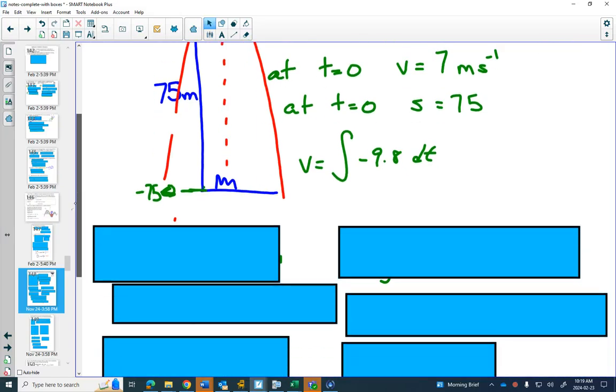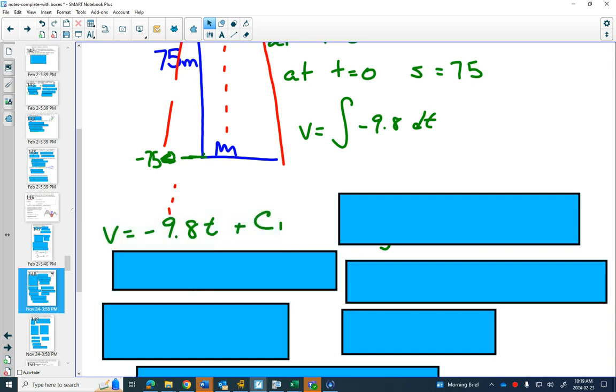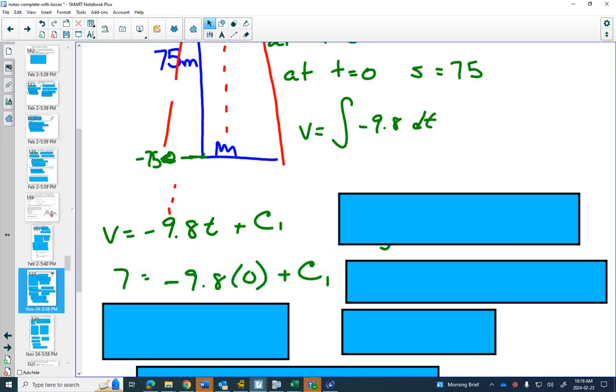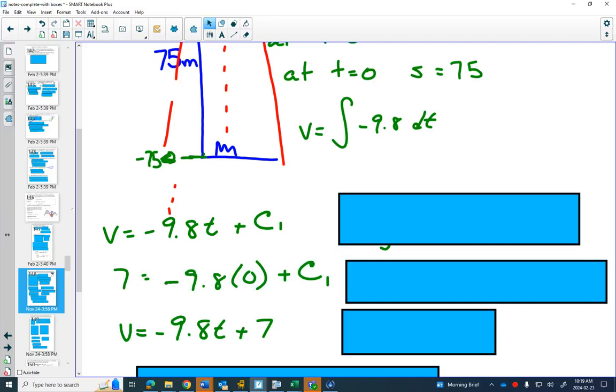So scrolling down here, I can calculate it. I get a plus C. This time I labeled it as C1 because I'm probably going to have a C2 later on. I think if I was you, I would just go with C and then D. I think that's my favorite, but I mix it up a little bit here and there. So now since we know our initial velocity is 7, we can solve for C1, and now we have a velocity equation. Negative 9.8t plus 7.